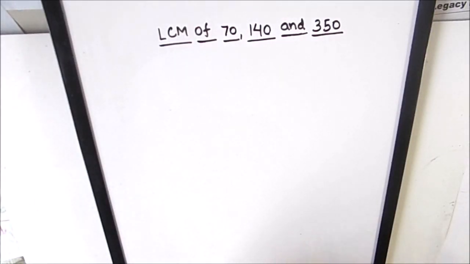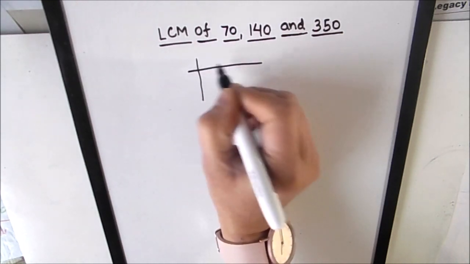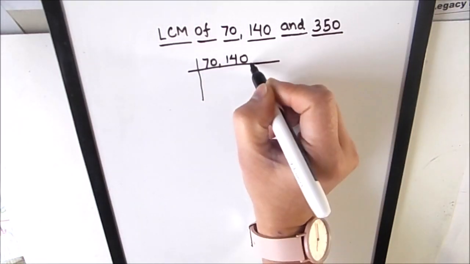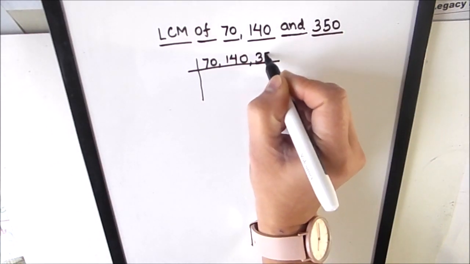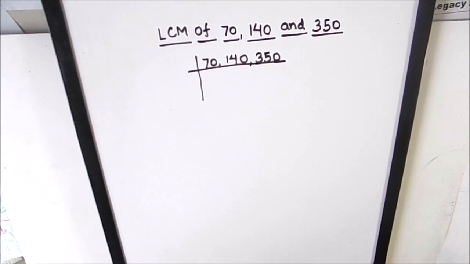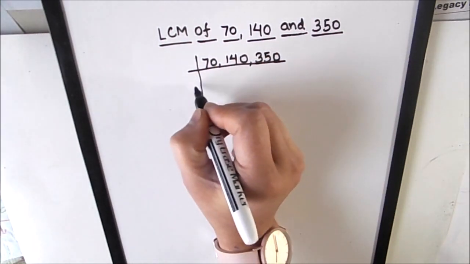Hello students, in this video we are going to learn how to find the LCM of three numbers 70, 140 and 350. We will be using the division method or the prime factorization method to find the LCM of the three numbers. In this method we divide all three numbers using prime numbers and find the prime factors of the number. After finding the prime factors, we take the product of the factors to find the LCM of the three numbers. Let's divide the three numbers using prime factorization.